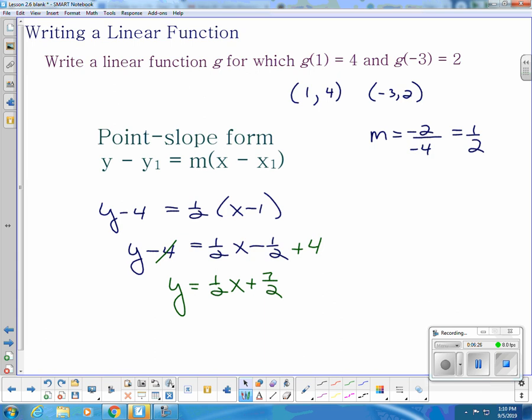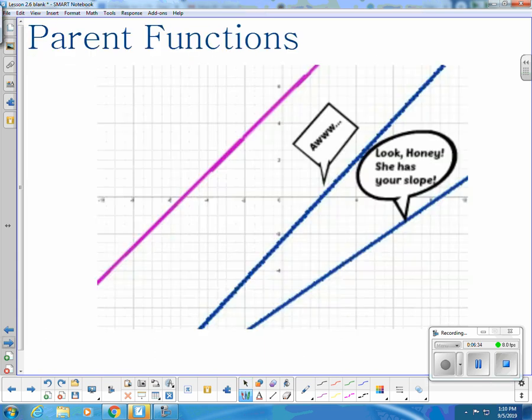Is everyone able to write the equation? Anybody get something different? Do they understand what they did wrong? We're all good? All right. Here we go. Parent functions. Why don't you take a minute? All right. Parent functions. Here we go.